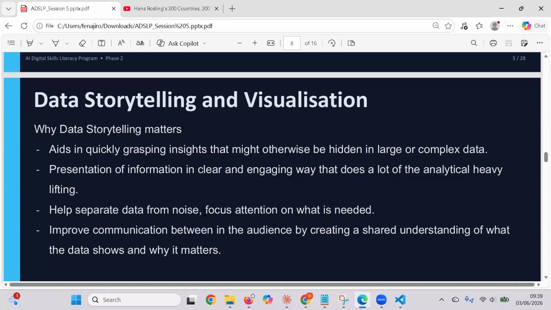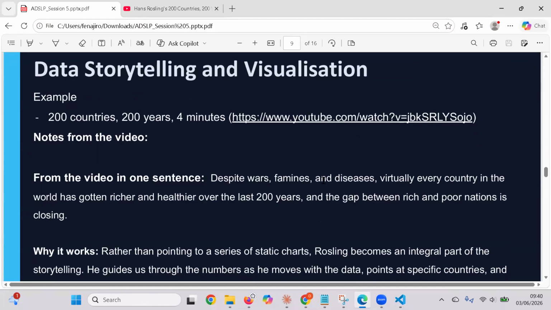Improve communication between the audience by creating a shared understanding of what the data show and why it matters. Yes, this actually helps improve communication, because through your storytelling you can communicate better with your team members and your audience, and know what product your audience actually needs.